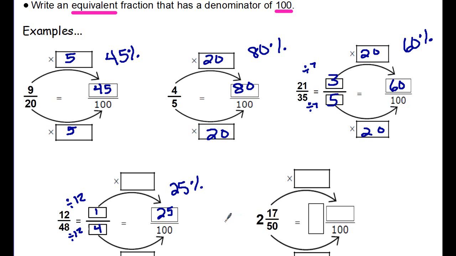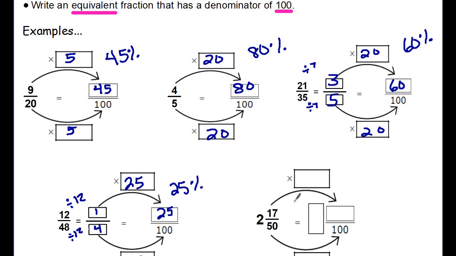Now, if you forgot about your benchmarks and you didn't recognize it right away, then you'd have to come up with your scale factor. And you should note that you would have to multiply by 25. And you still get the same, 25 hundredths, which is 25%.